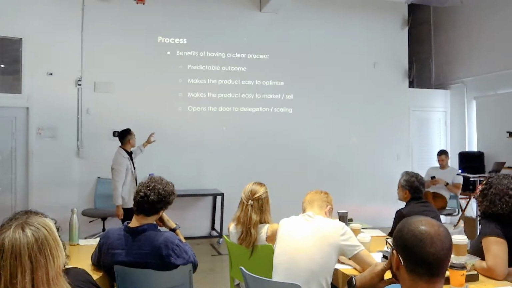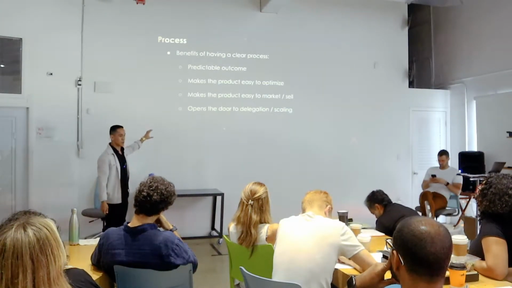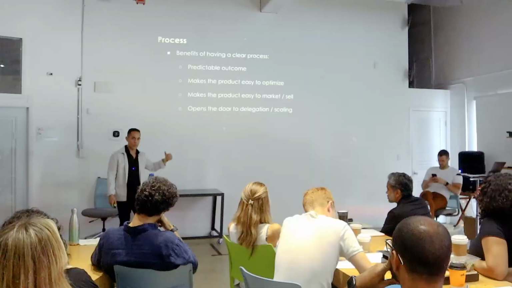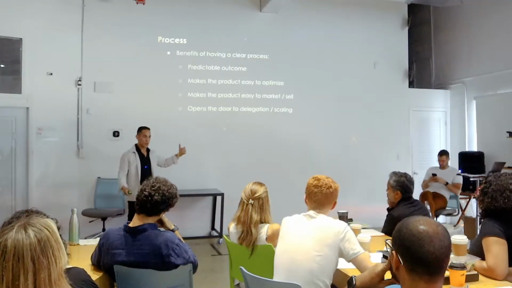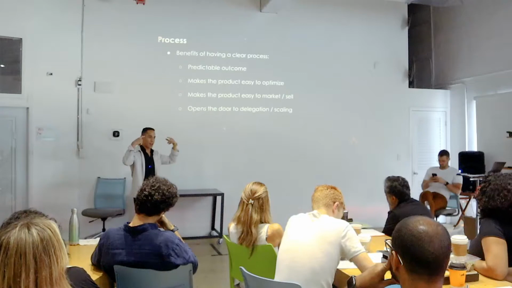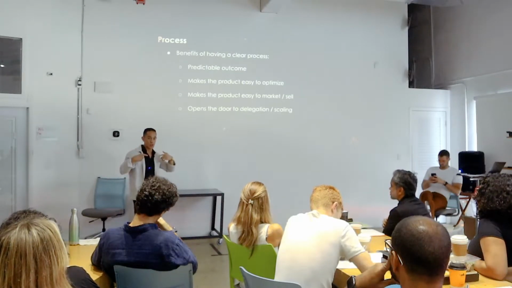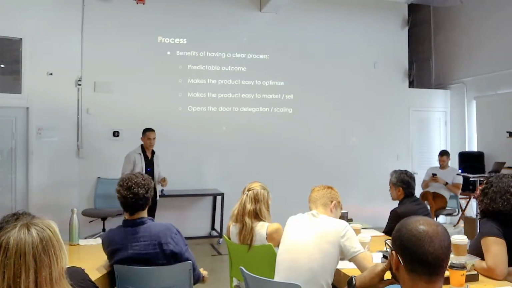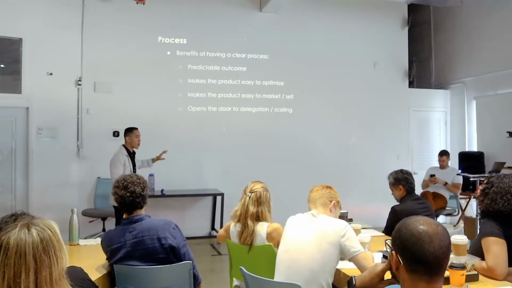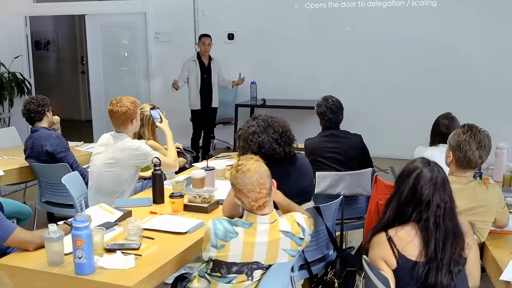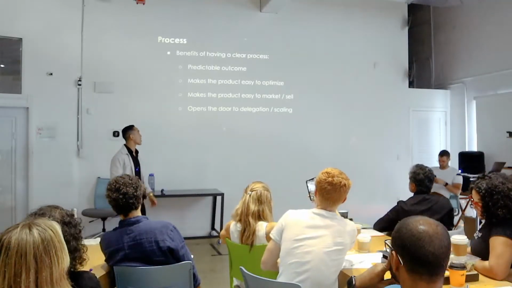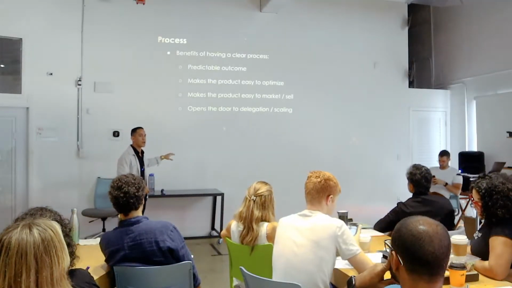So my favorite thing about having a clear process is that it opens the door to delegation and scaling. A lot of people struggle with taking their businesses to the next level because their processes are in their heads, and it's very hard to communicate confusion to someone and say, hey, do this. Or it's very hard to automate stuff. So that's blocking you from being able to scale your business, not being clear on your processes. So it's super, super important.